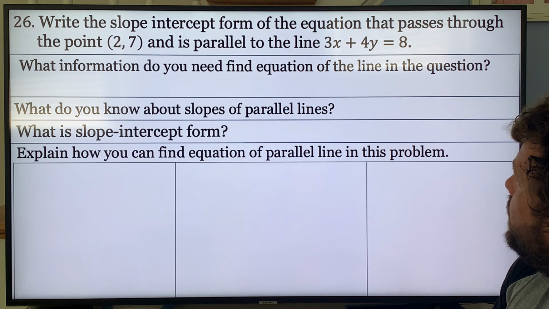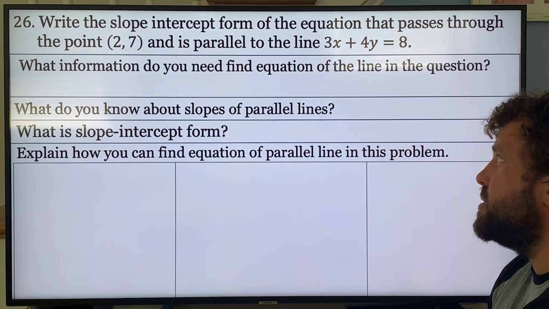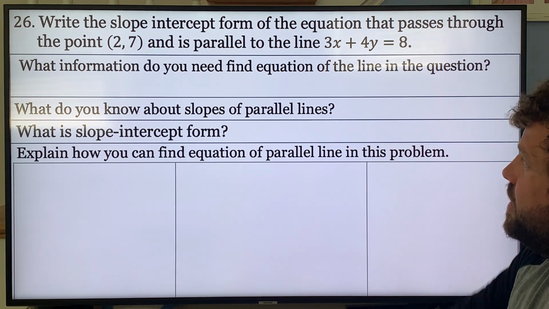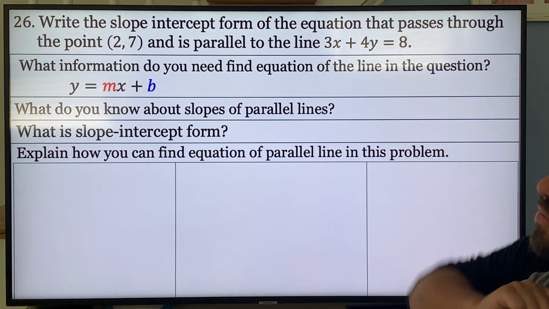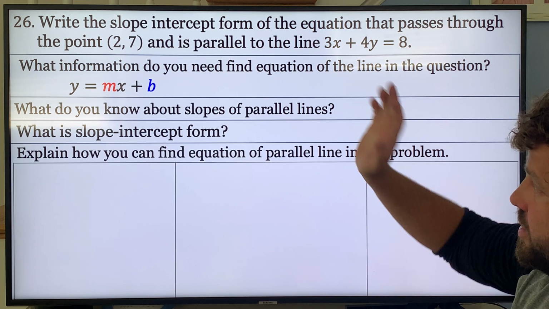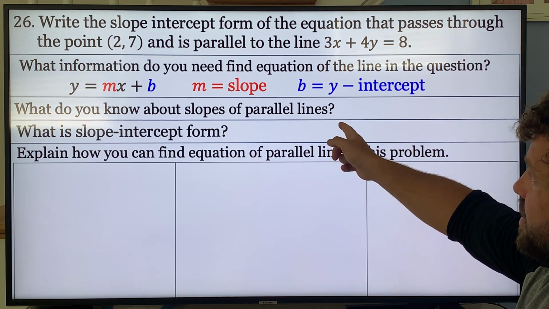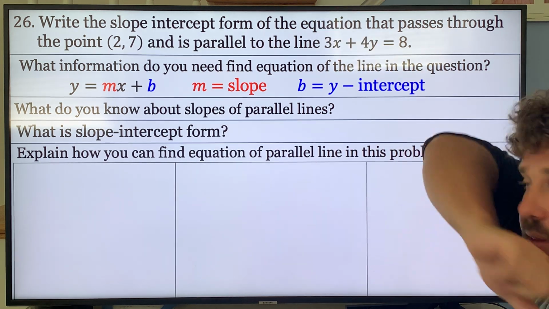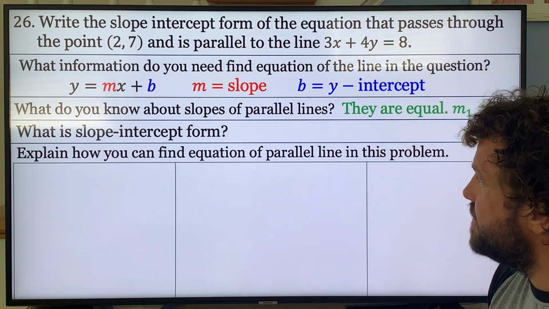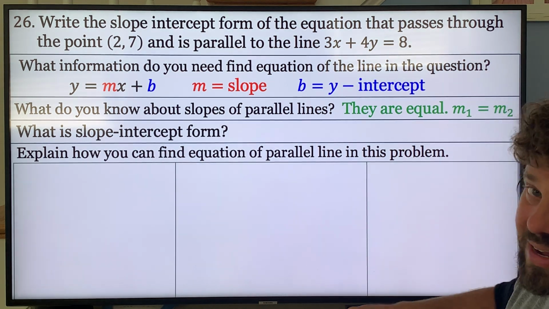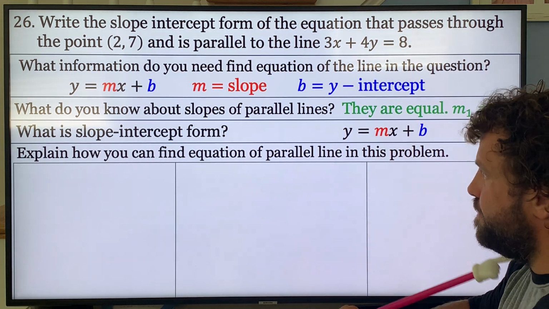Write the slope-intercept form of the equation that passes through the point 2, 7 and is parallel to the line 3x plus 4y equals 8. We need to know slope-intercept form. We need to know the slope, and we need to know the y-intercept. What do we know about slopes of parallel lines? We said it before, they are equal. M1 equals M2. What is the slope-intercept form? Well, I kind of gave that to you already. It's y equals mx plus b.